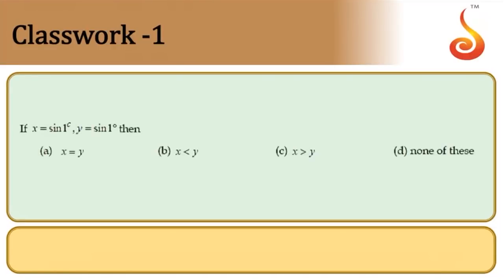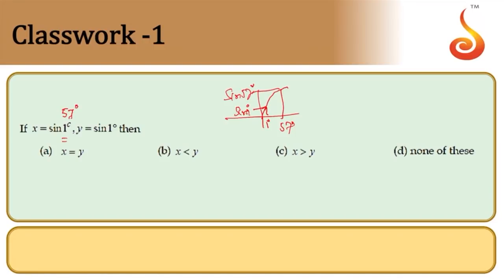So first one, x equals sine 1 radian, y is equal to sine 1 degree. Sine 1 radian is approximately 57 degrees. Clearly you can see that as you move from left to right, the sine function is increasing. So sine 1 degree and sine 57 degrees.